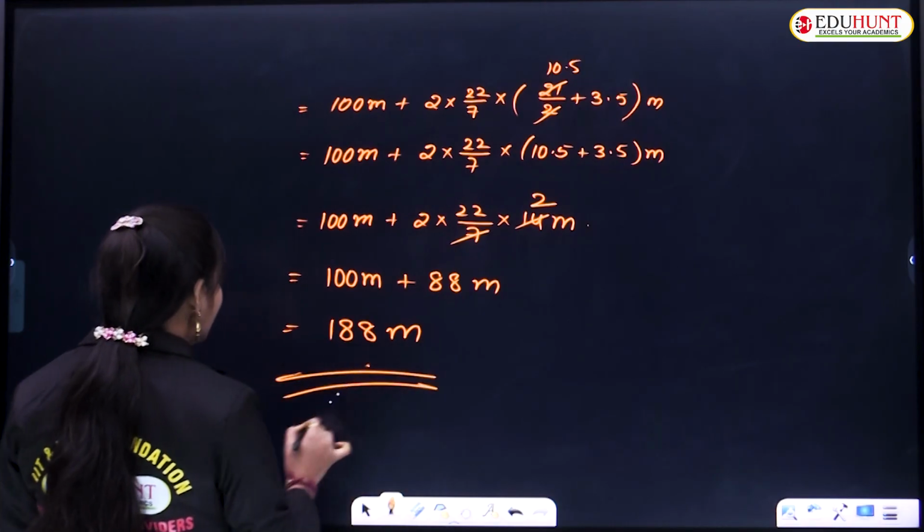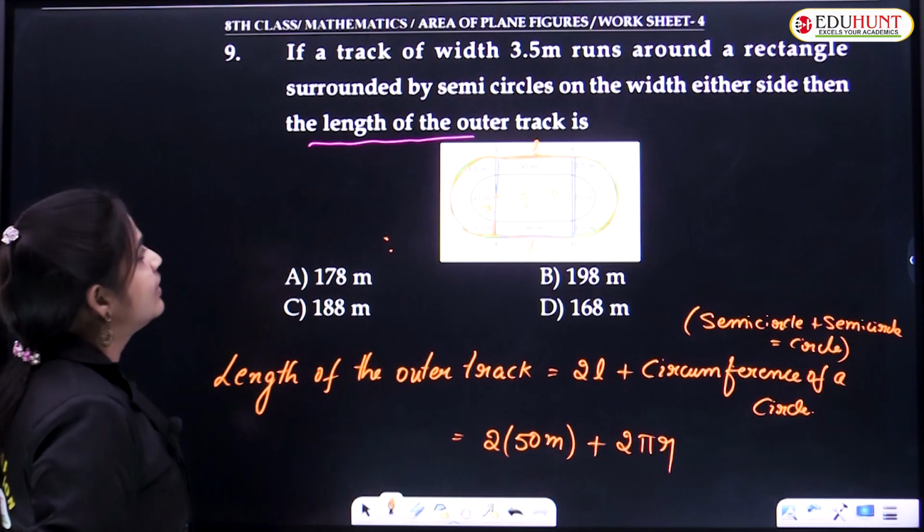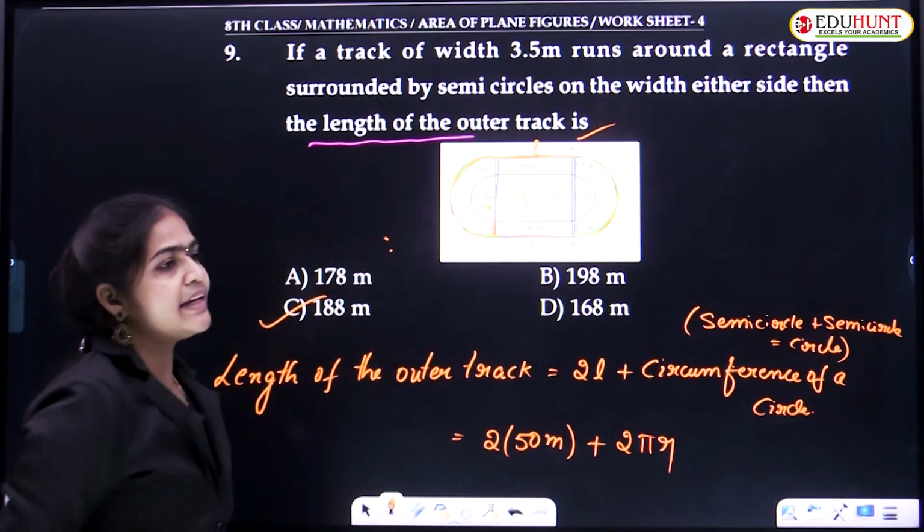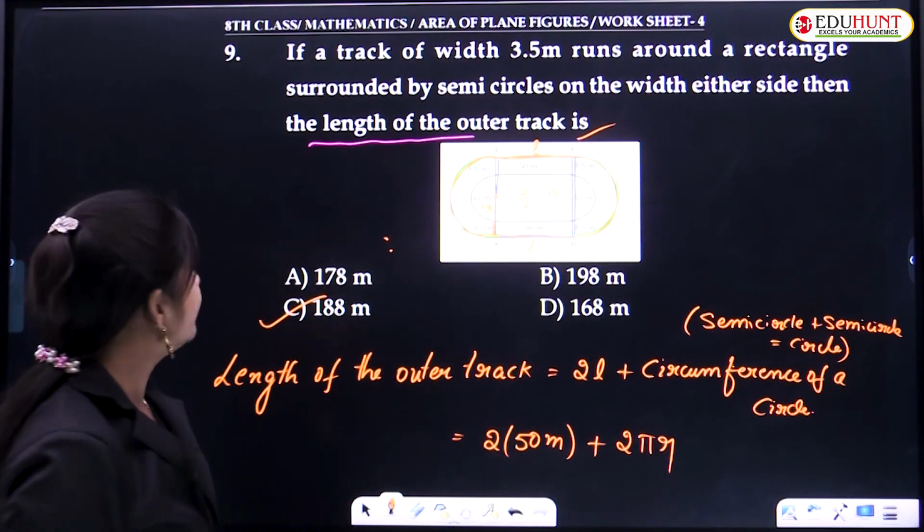This is finally the length of that track, the length of that outer track. What is that? 188 meters. Okay, ma. Yes.